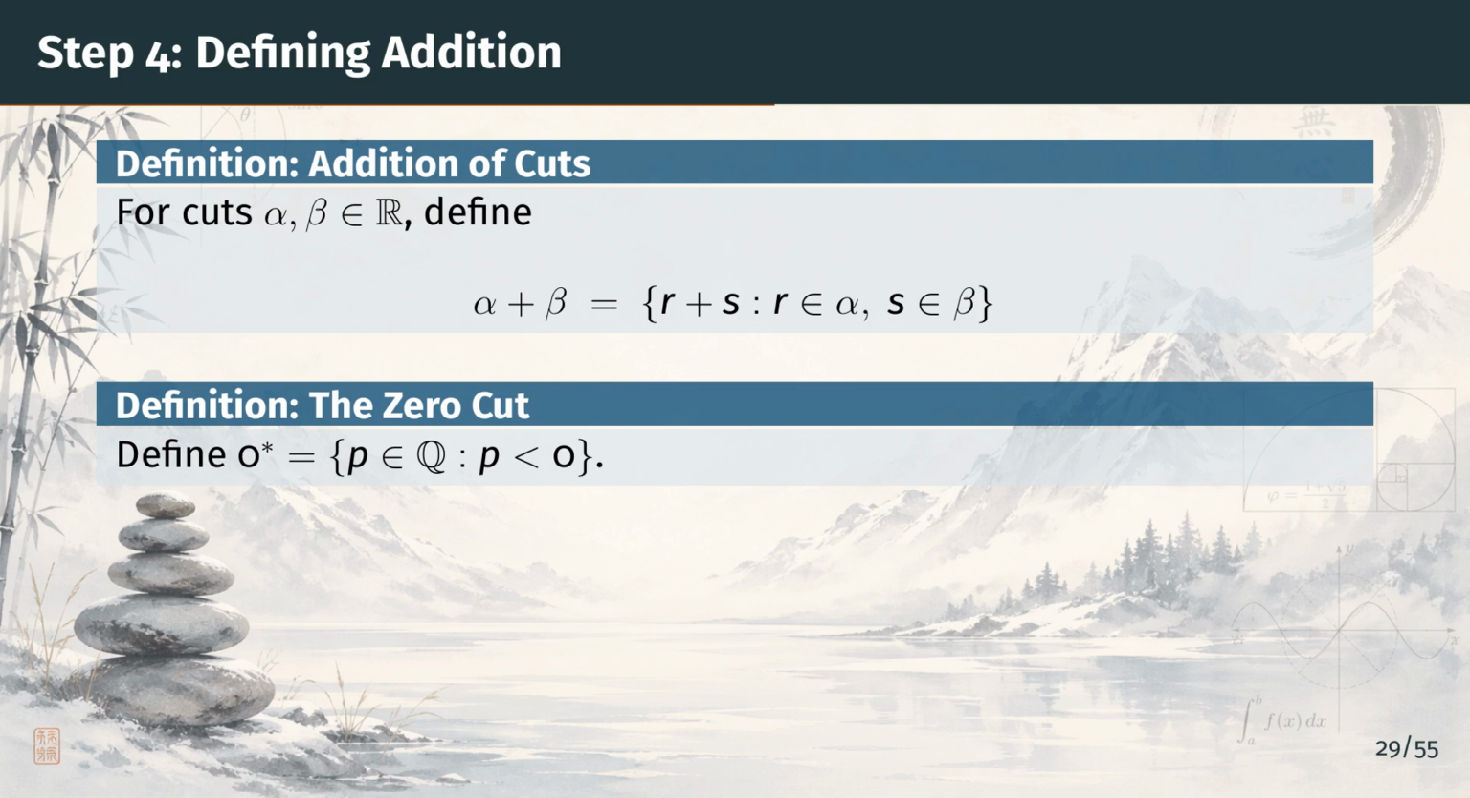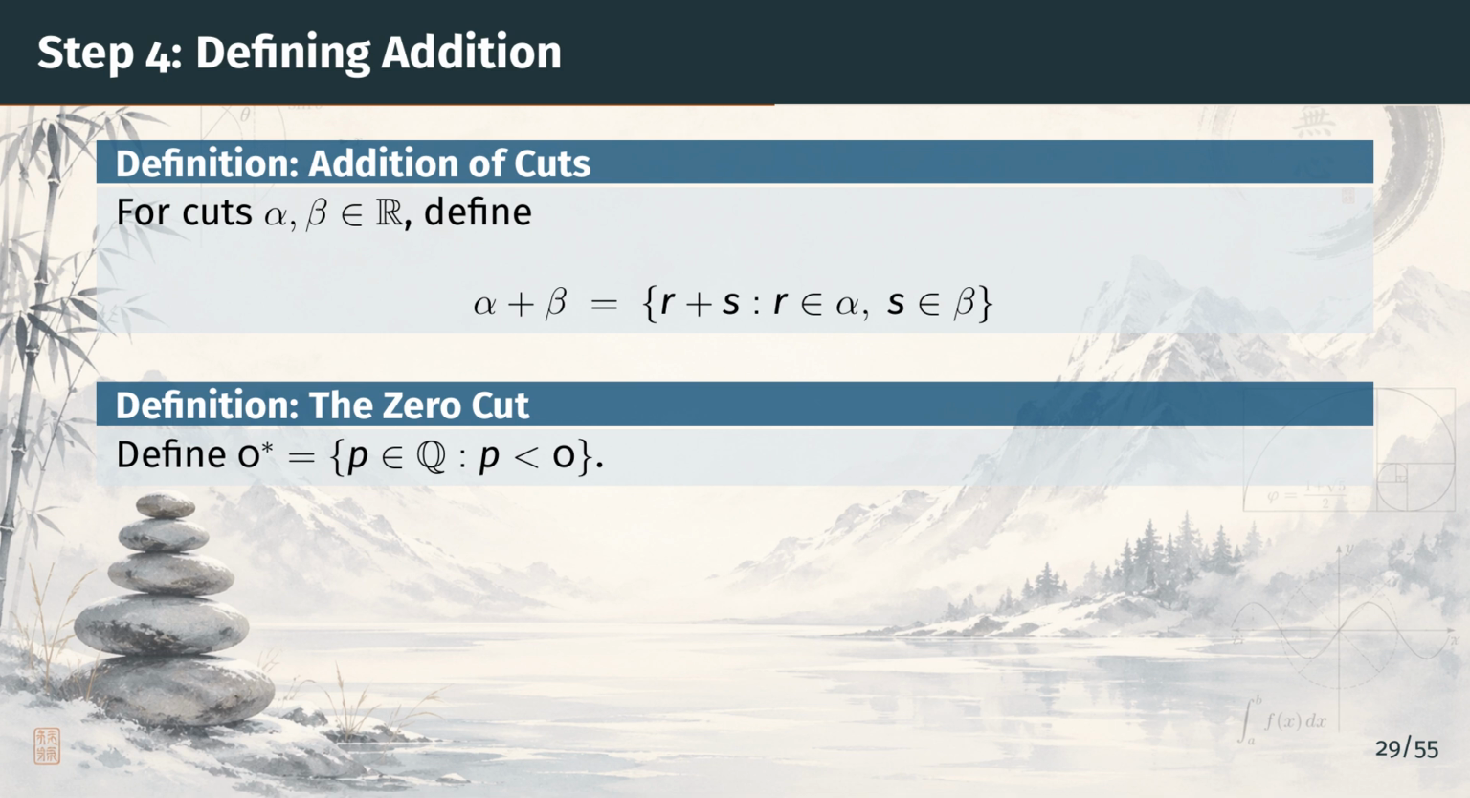This definition is the obvious one, but it is worth asking why. If cuts represent real numbers, and addition of real numbers should correspond to pointwise shifting of boundaries, then the sum of cuts should be obtained by sliding the left-hand piece rightward by as much as the right-hand piece reaches. Taking all pairwise sums achieves exactly that shift without ever mentioning the boundary points directly, which is good, because the boundary points may not even exist as rationals.